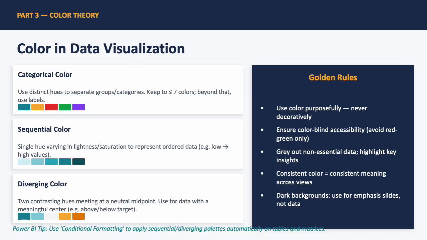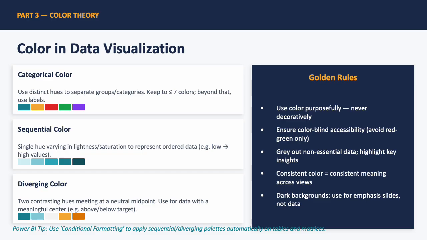Color is one of the most powerful and most frequently misused tools in data visualization. Used well, color guides the reader's eye and encodes additional information. If used poorly, it creates confusion, distortion, or simply visual noise. There are three functional categories of color in visualization.